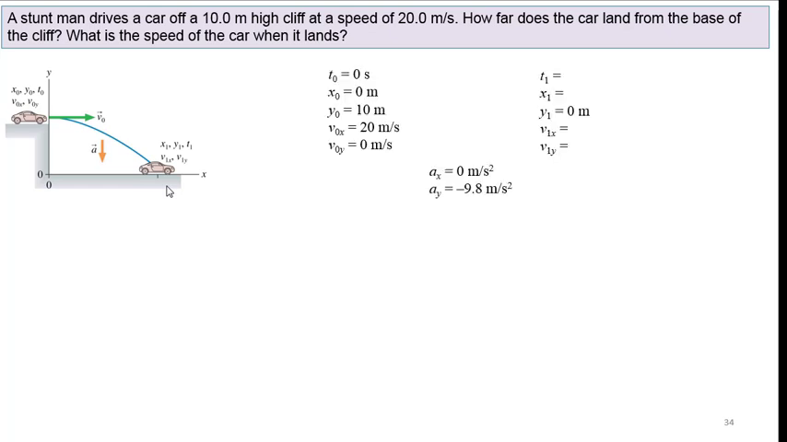Okay? So I'm setting up here, my 0 event is going to be when it leaves the cliff. My number 1 event is when it lands. I filled out as many variables as I can.